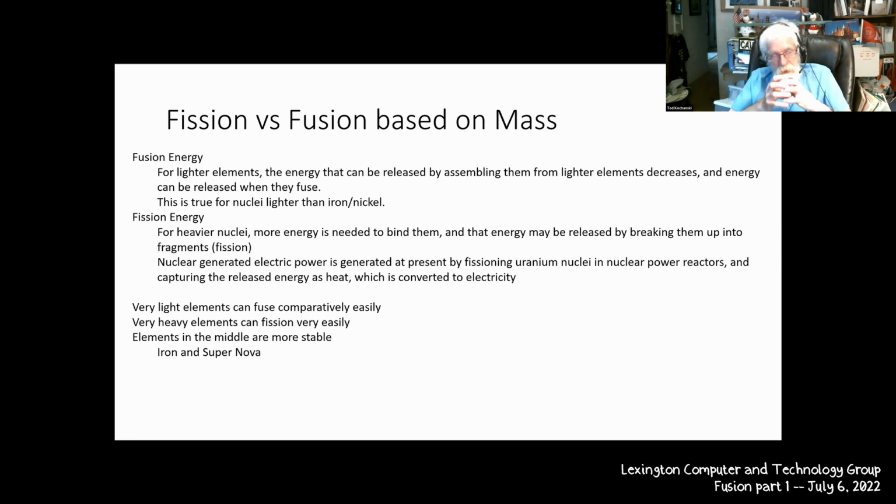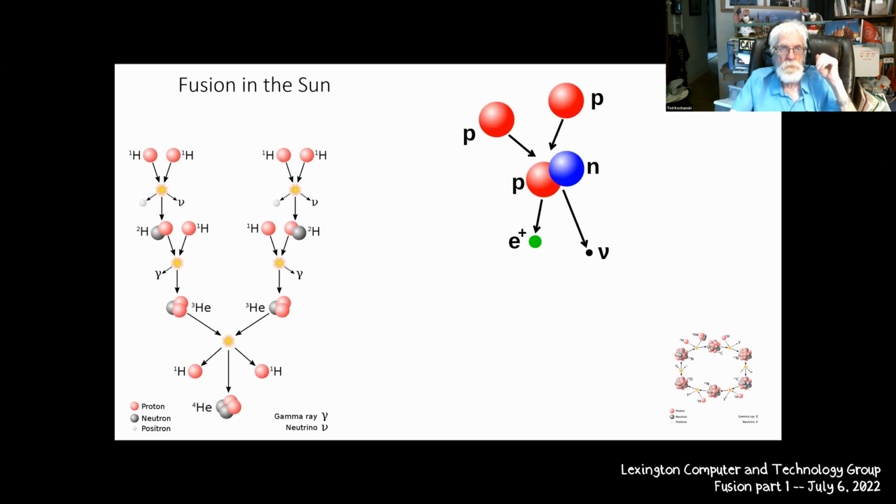Fission, heavier nuclei, is released when you rip them apart. We do fission right now in 100 nuclear reactors around the United States, and about an equivalent number outside the United States. Very light elements fuse easily. As you get up that curve, it's harder to fuse them. Very heavy elements fission easily. And again, iron is really the reason for supernova, because once you've fused all the way and you start making iron, you're no longer making energy in the center of the star.